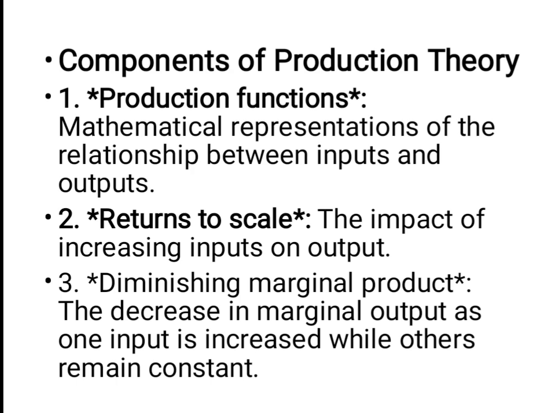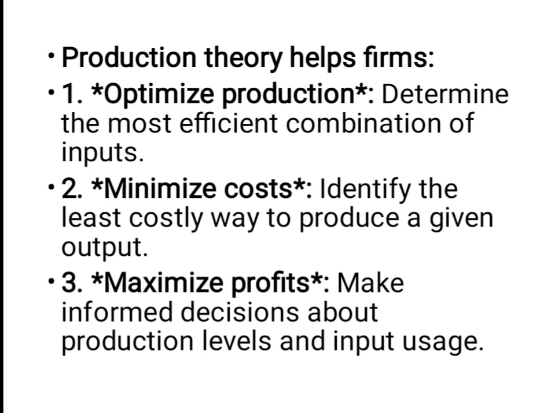So production theory helps firms to optimize production, that is determining the most efficient combination of inputs. So how are we going to make a decision on what inputs, what quantity should we produce, and minimize costs? So identify the least costly way to produce a given output.